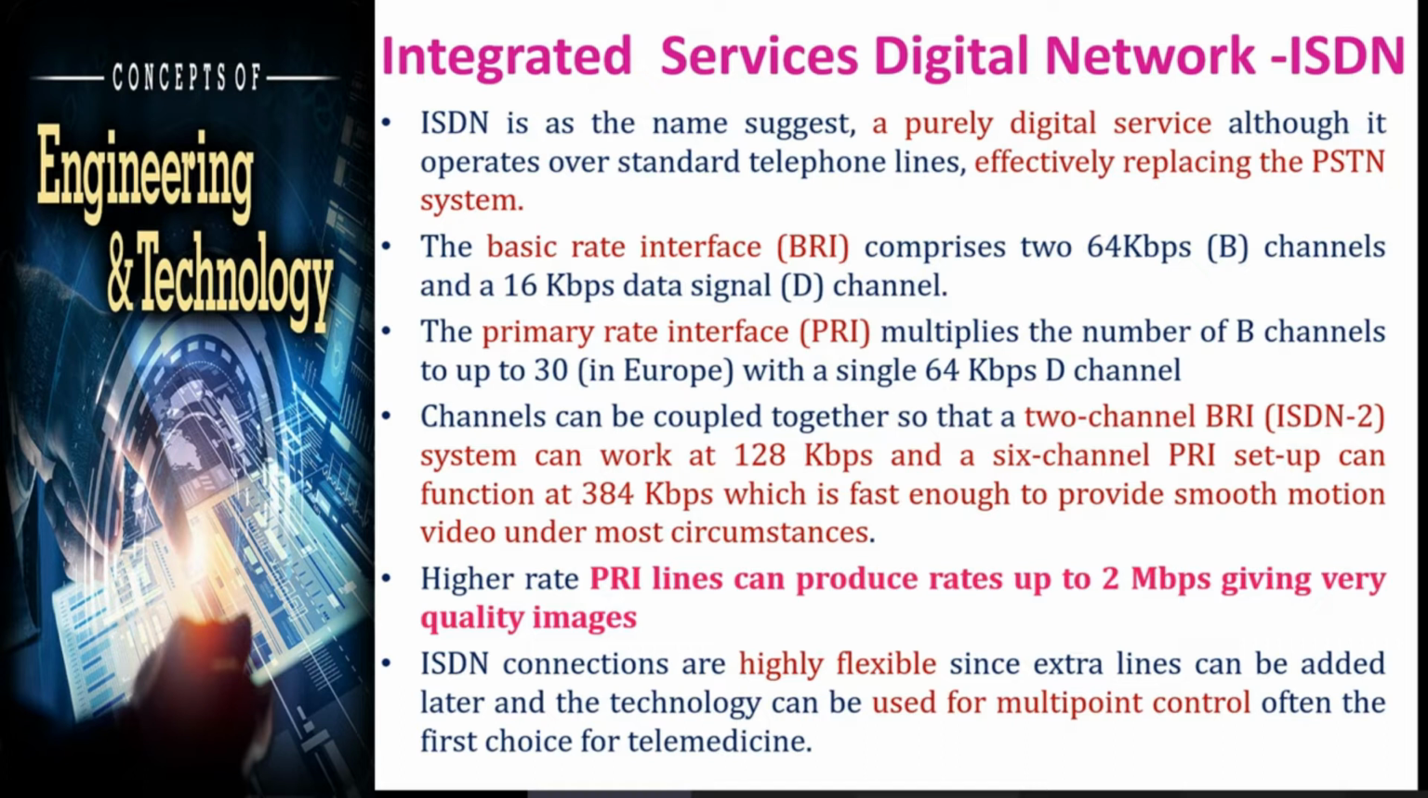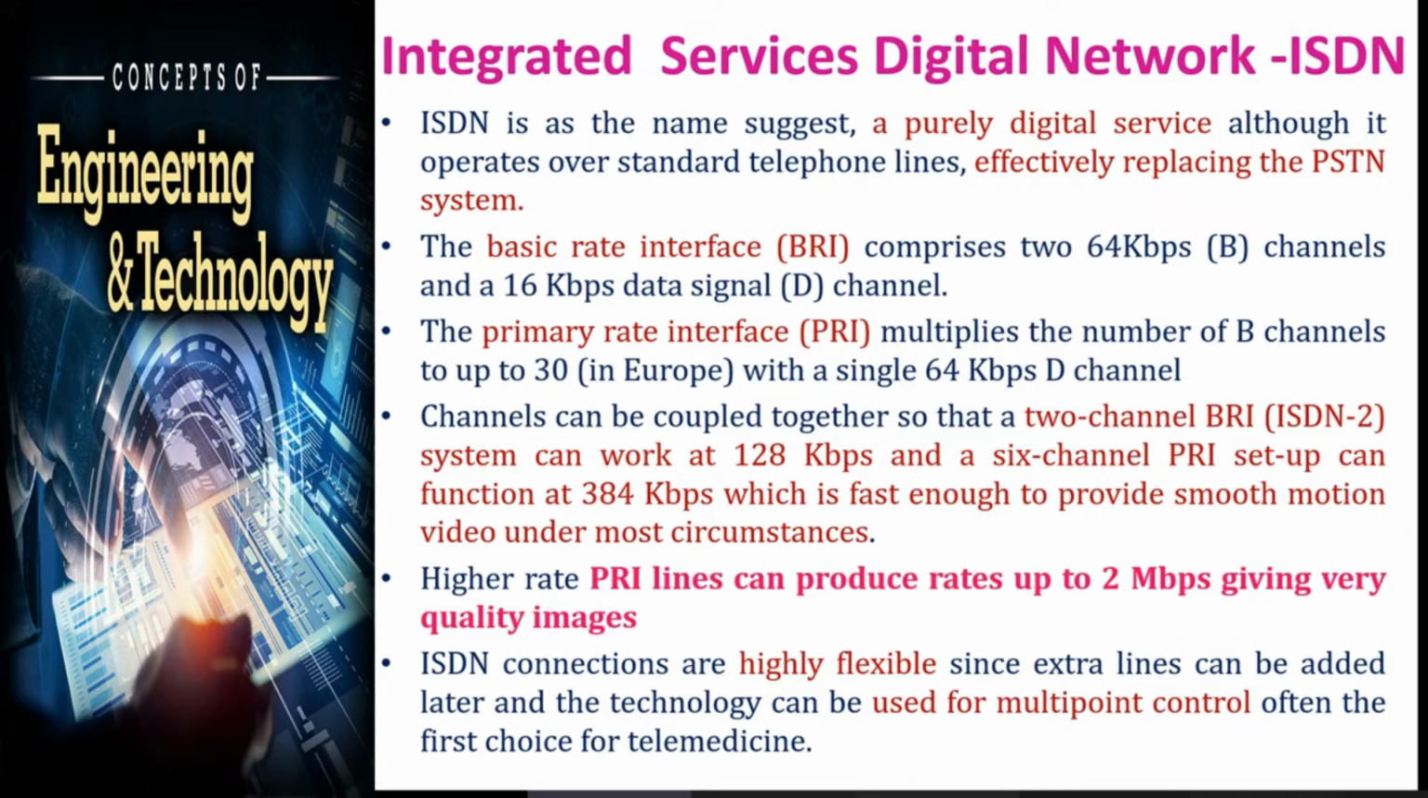We have the basic rate interface, the BRI. This basic rate interface has two 64 kbps B signals and a 16 kbps digital D signal channel. We also have the primary rate interface, with B channels going up to 30 and a single 64 kbps D channel. In this itself, the advanced ISDN2 system network is also established. If they were using almost 128 kbps, we have a 6 channel PRI, so you just understand the capacity of the channel. That can work at almost 384 kbps.